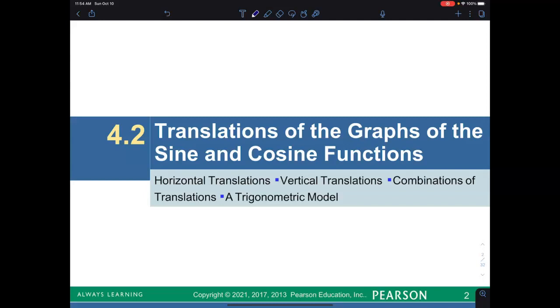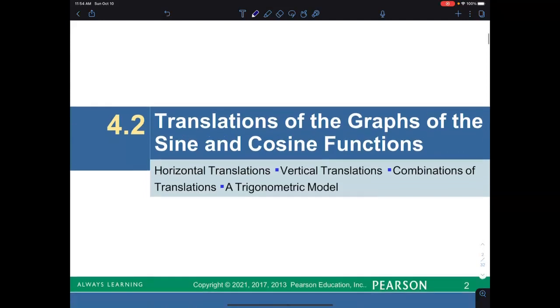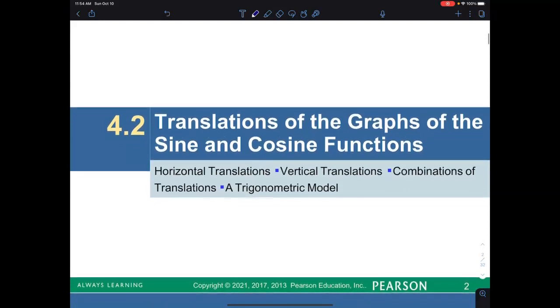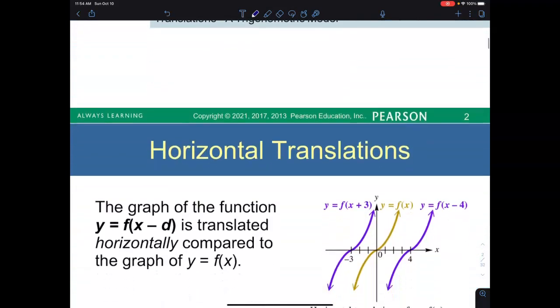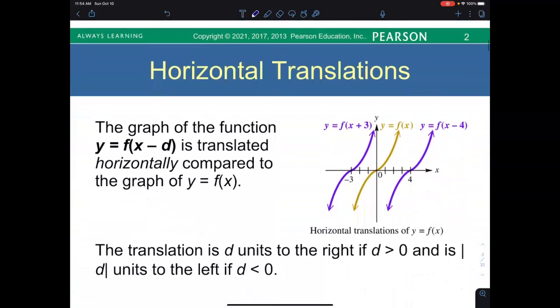And so you can do one or some combination of the two of these when you are modifying a graph of a trig function. All right, so what happened in 4.1 is we multiplied trig functions or their input variables. And what causes translations is when you add or subtract from the function or from the input variable. That's what causes the function to shift left or right or up or down. So we're going to begin with horizontal translations.